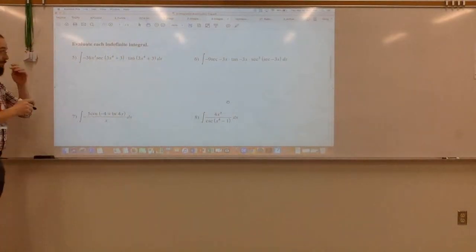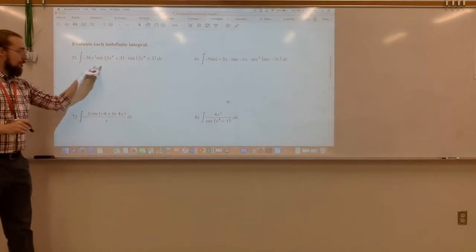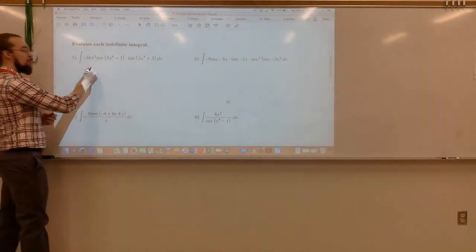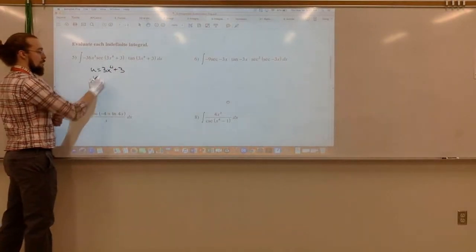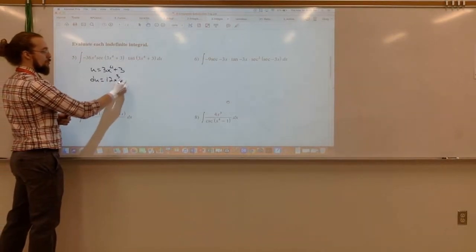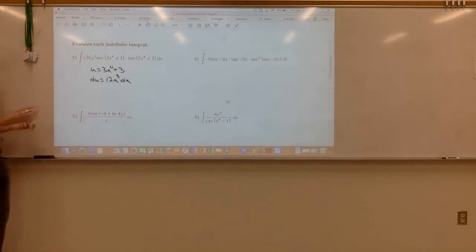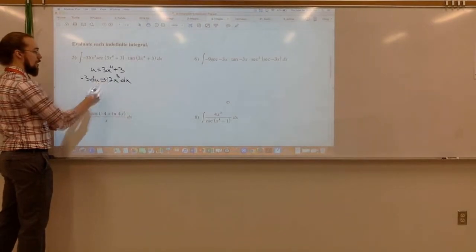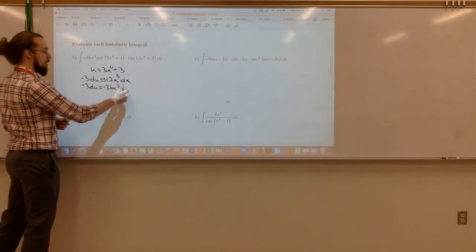Sure. So on this one, I can see 3x to the 4th plus 3, negative 36x cubed would be a multiple of its derivative. So if I make my u 3x to the 4th plus 3, my du would be 12x cubed dx, but I want it to be negative 36x cubed. So I would multiply both sides by negative 3. So negative 3 du equals negative 36x cubed dx.